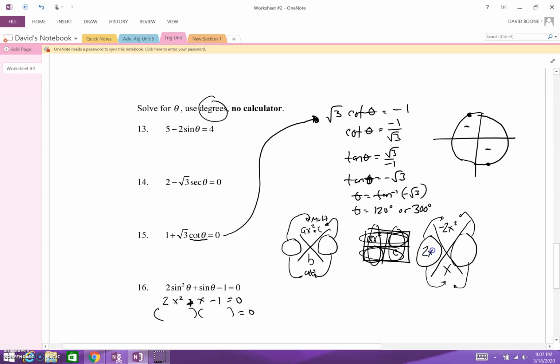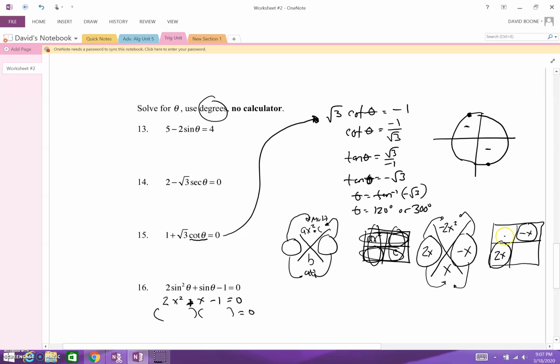Well, 2x and a negative x. 2x times negative x gives me negative 2x squared, but when I add these two together, it gives me x. So then when I make my box, I know these two numbers are going in these boxes. This box here would be the 2x. This box right here would just be the negative x.